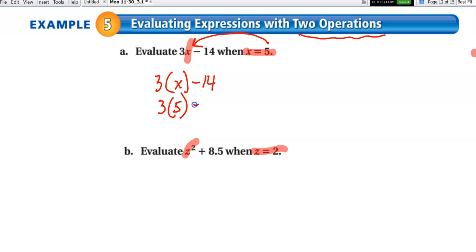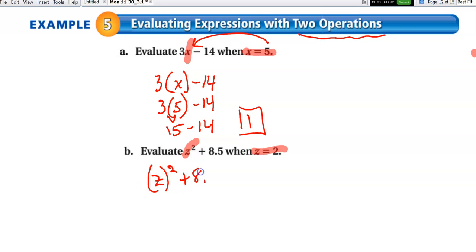Now I've got 5 minus 14. Remember, order of operations says you have to do multiplication first. So I get 15 minus 14, all right, is 1. And for this example, it's z squared, but I'm going to write the z here in parentheses squared plus 8.5. And then in place of the z, I'm putting in a 2. So now I've got 2 in parentheses.